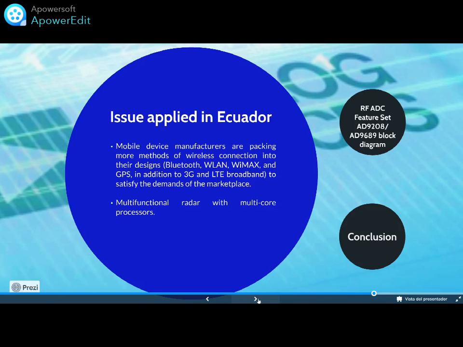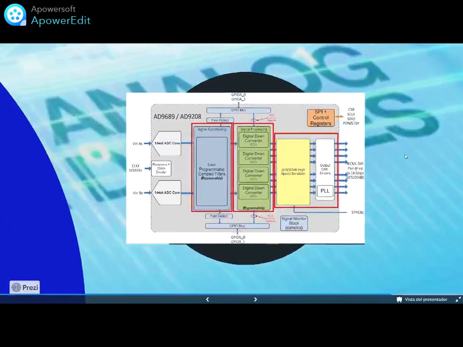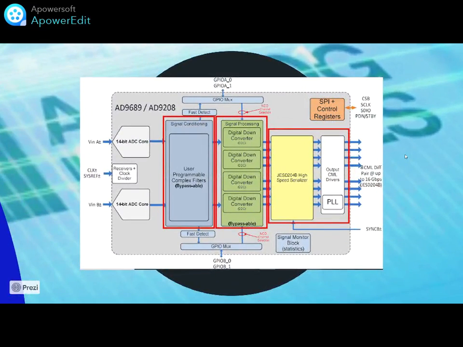RF ADC feature set: AD9208, AD9689 block diagram. As the picture shows.